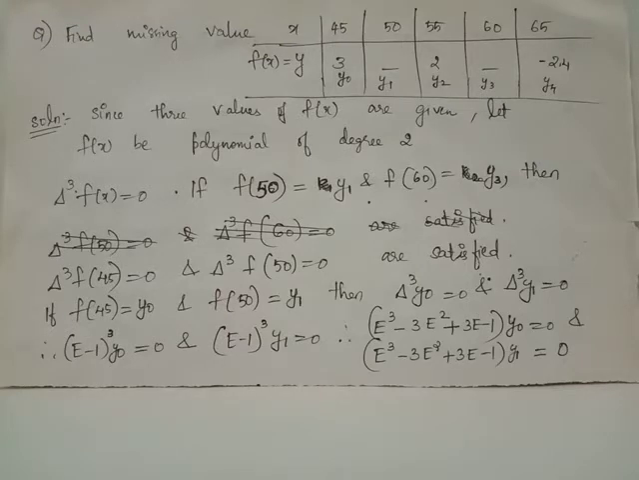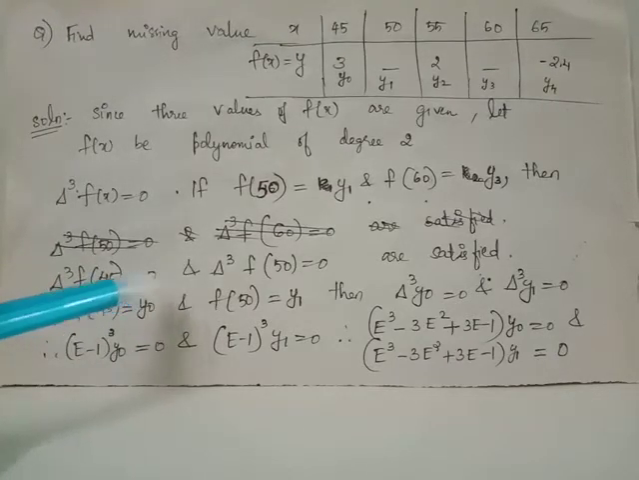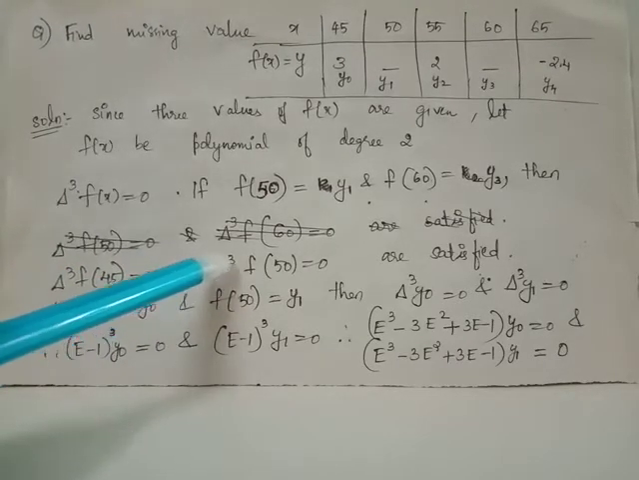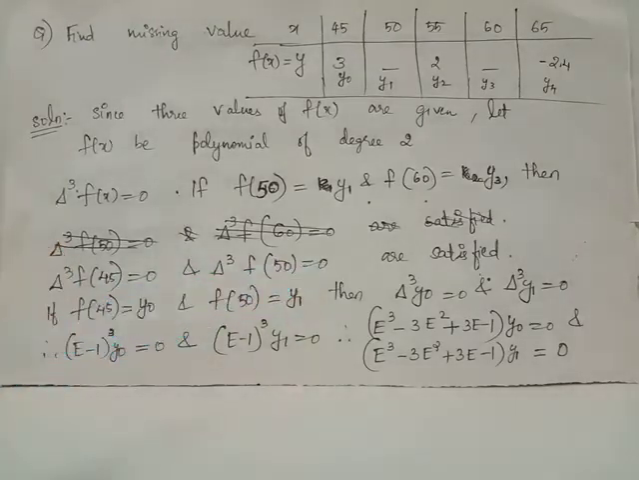of degree 2, so that delta cube applied on f of x is equal to 0. Since we have to find 2 values, y1 and y3, we will require 2 equations. The first equation will be obtained from delta cube of f of 45 equals 0, and the second equation will be obtained from delta cube applied on f of 50 equals 0.